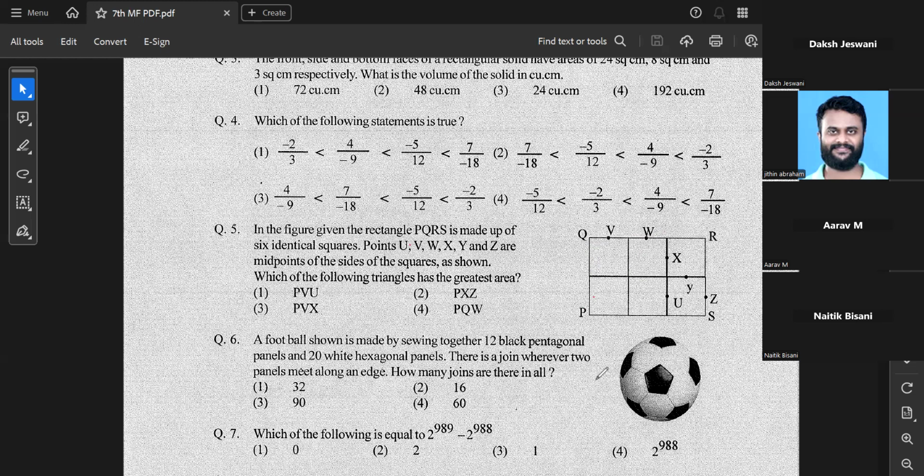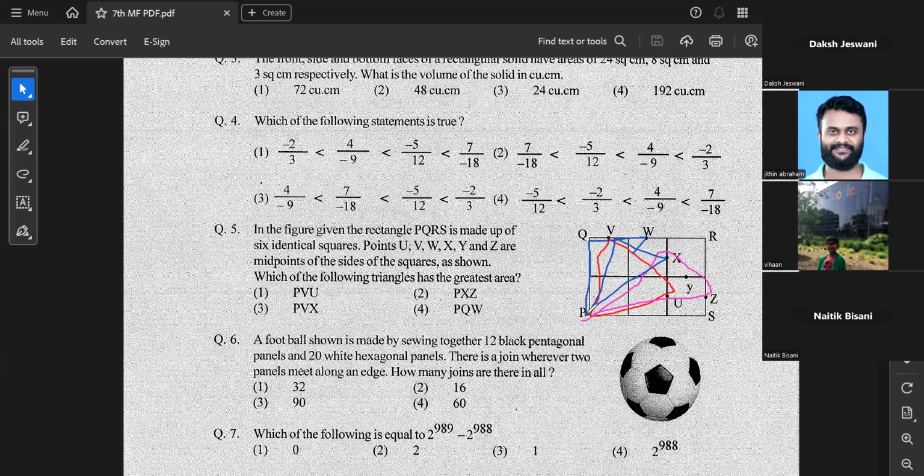How did it come? I'll explain just a minute. So dear children, how do you get? I'll explain just a minute. So basically, I'm going to draw these triangles first of all. Okay, PVU. This is my first triangle, and I'll use another ink to draw the next one. PXZ. This is my second triangle. Then I'll use another ink. PVX. This is my third triangle, and PQW. This is my fourth triangle.